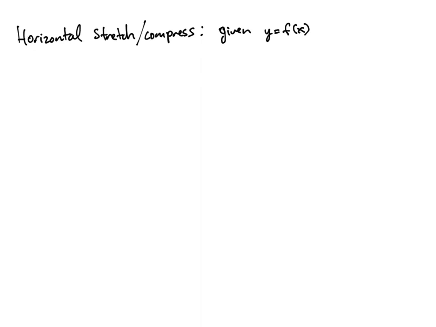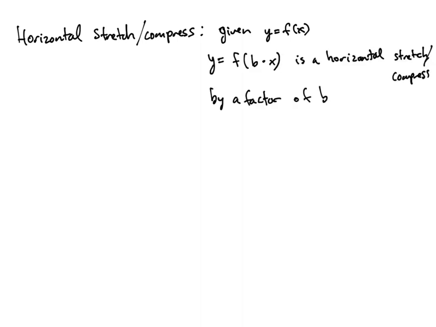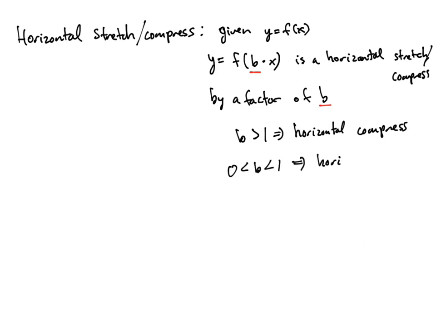The last transformation to discuss is a horizontal stretch or compression. So given y equals f of x, y equals f of b times x is a horizontal stretch or compression by a factor of b. So if b is greater than 1, this is going to be a horizontal compression. And if b is between 0 and 1, this is a horizontal stretch.